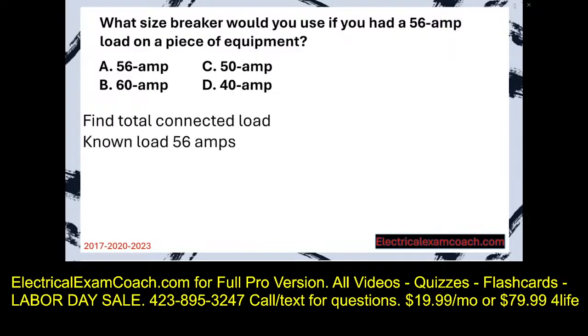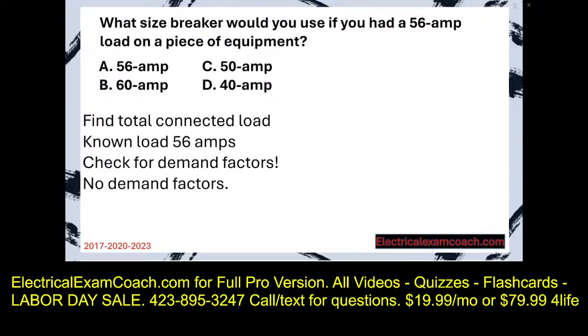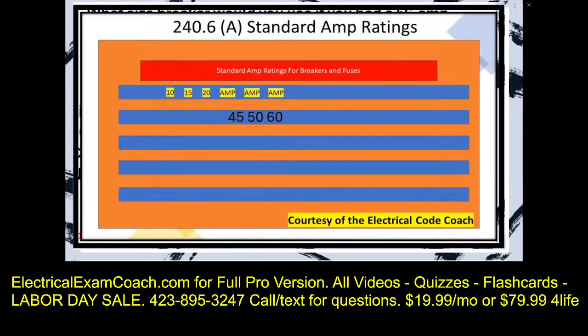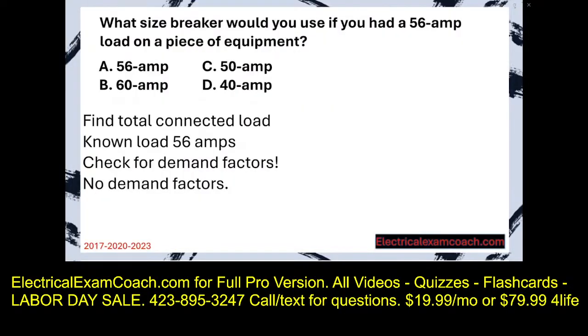The known load as of right now is 56 amps. Now we check for demand factors. In this case, it doesn't mention that it's a continuous load or it's running for any specific amount of time. It also doesn't call out a specific type of equipment, like a motor or air conditioner compressor, that might lead us to other sections of the code. Therefore, there are no demand factors. We head over to table 240.6(A) and we select the next size up. In this case, we have a 56 amp load, which would lead us to select a 60 amp overcurrent device.